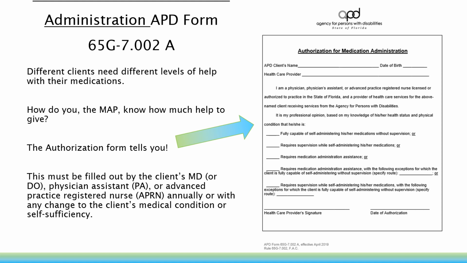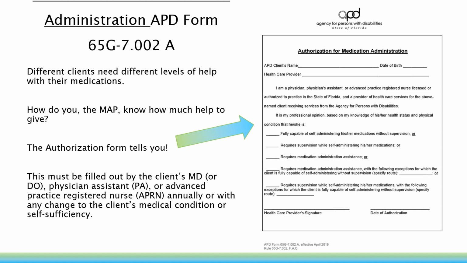Welcome back from the activity, and now we will continue the course. Determining the need for assistance, authorization for medicine administration. This is APD Form 65G7.002A. It's the authorization for medicine administration.